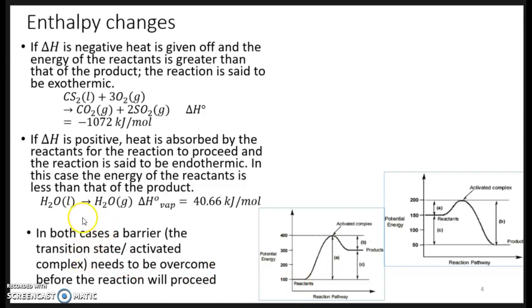Whatever the case may be, going from reactant to product always requires a barrier called the transition state. That's in the field of kinetics. So this is an endothermic reaction. The products are higher in energy than the reactants. This is an exothermic reaction. The products are lower in energy than the reactants, and this is like a potential energy surface or a reaction pathway.